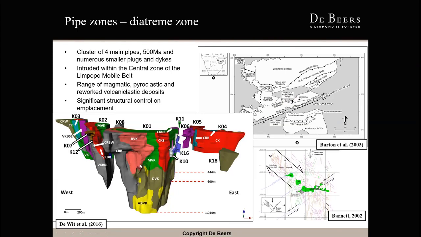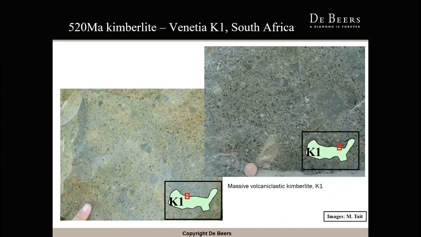And these rocks basically range from purely magmatic through to pyroclastic and also some reworked volcaniclastic material. But basically the reason for this particular example is to show you the diatreme zone facies, or the rocks which are found in them. And these are some examples of very, very typical diatreme facies kimberlite. So this occupies the central zone of the carrot, if you like.